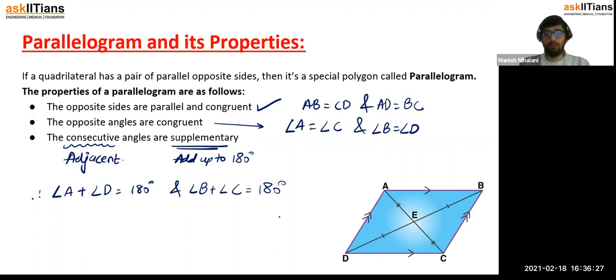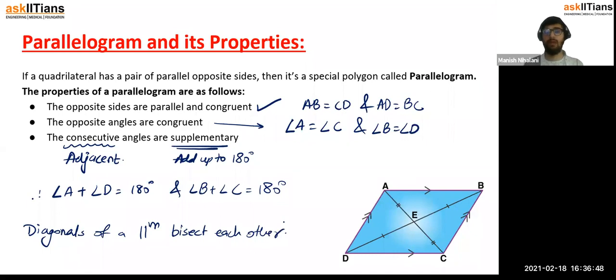Also there is this important property that diagonals of a parallelogram bisect each other. This is a shortcut way to write parallelogram: double parallel lines and a small m at the top. Diagonals of a parallelogram bisect each other, right? Therefore AE is equal to CE and BE is equal to DE, right? So I hope you all have understood the things.